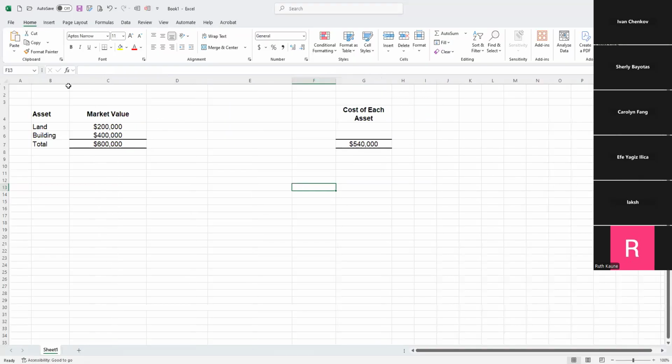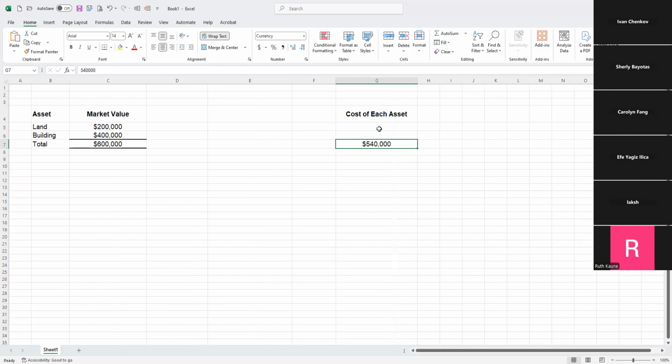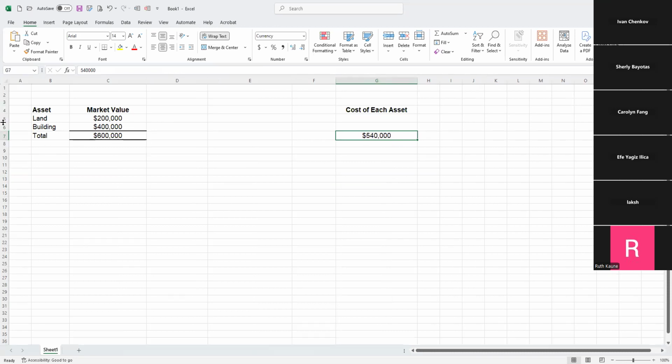Okay, so we purchase land and building all together. And we paid $540,000 for the land and the building. Now the question is, how much of this $540,000 is related to the land and how much is related to the building? How much of this should I allocate to the land and how much should I allocate to the building?